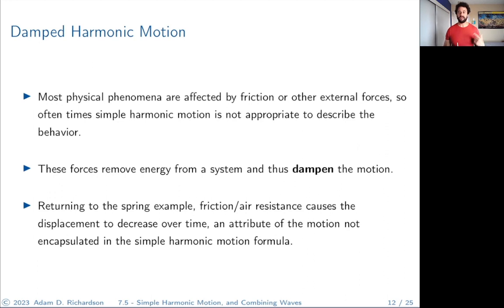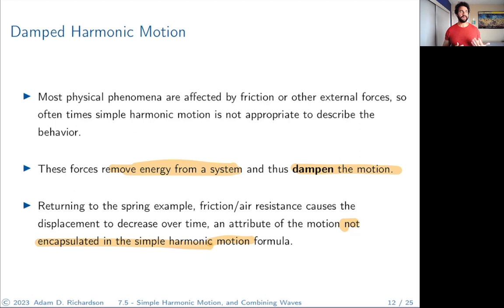So when you have other forces like friction and air resistance, they remove energy from the system, and that causes the motion to dampen. In other words, because of that friction, the oscillatory behavior that you're witnessing is going to decrease and diminish over time. So returning to the spring example, if friction or air resistance is involved, it causes the displacement of the object to decrease over time. And that's an attribute of the motion that is not encapsulated in simple harmonic motion.